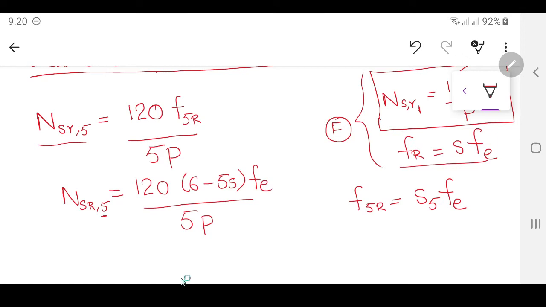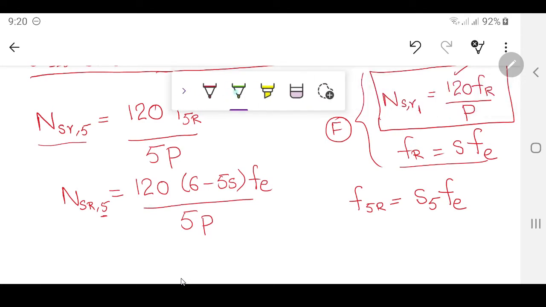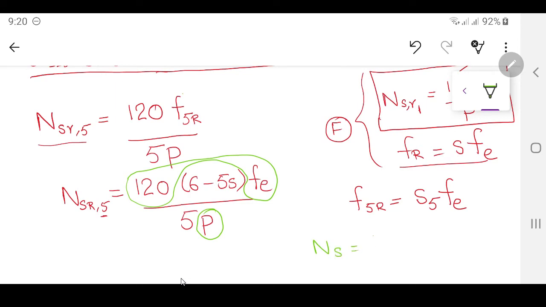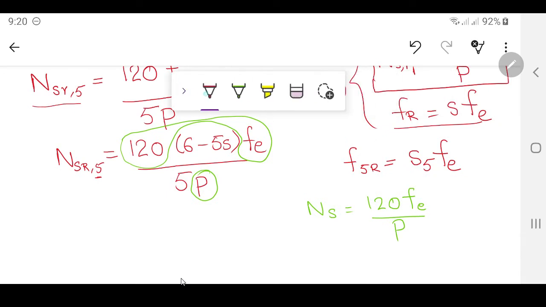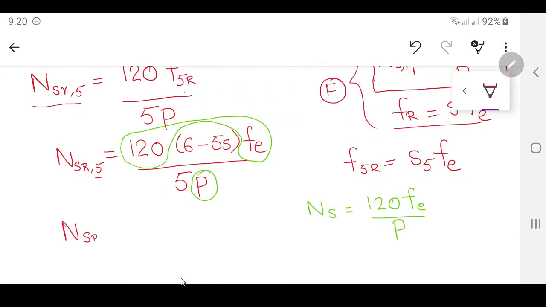So fifth harmonic speed is going to be equal to 120 (6 minus Fs) Fe. Now, out of this term, if you see this one, 120 Fe from the numerator, and if you take P over here, what was Ns called as? Ns was equal to 120 Fe by P. Fe is the grid frequency which you are supplying. So this means I can write down this equation, NSR5 equal to (6 minus 5s) Ns by 5.